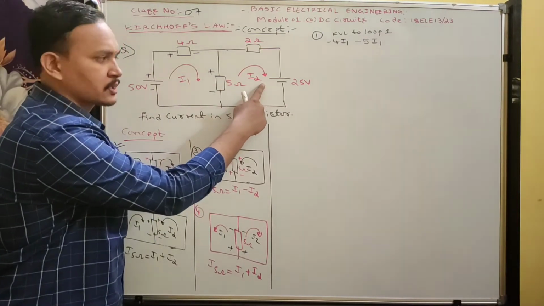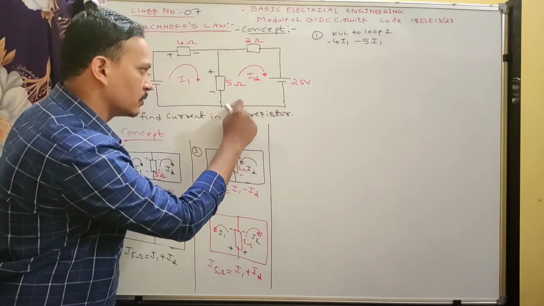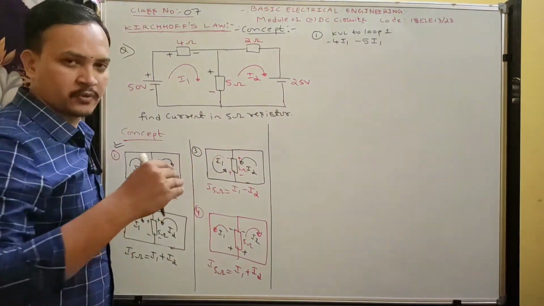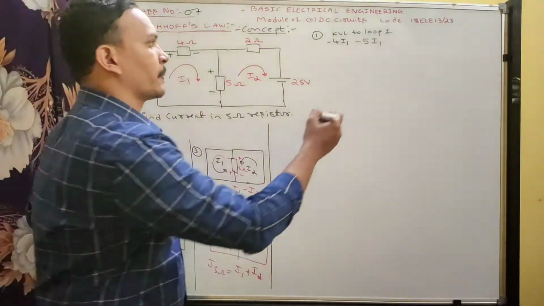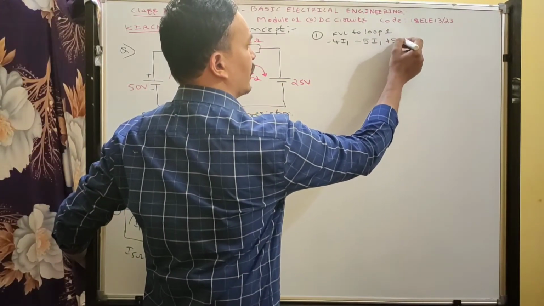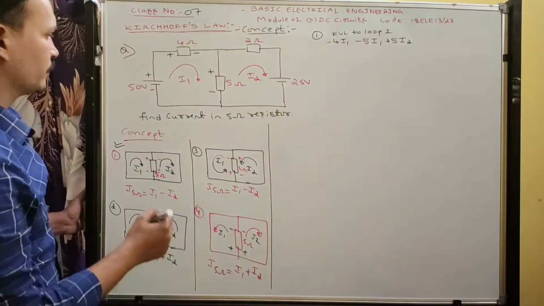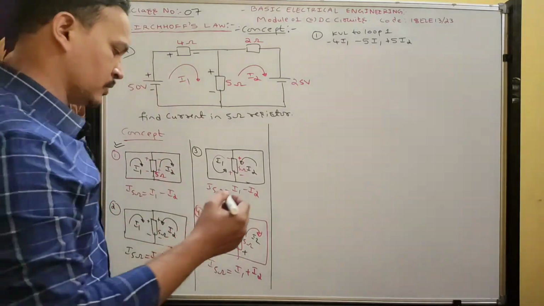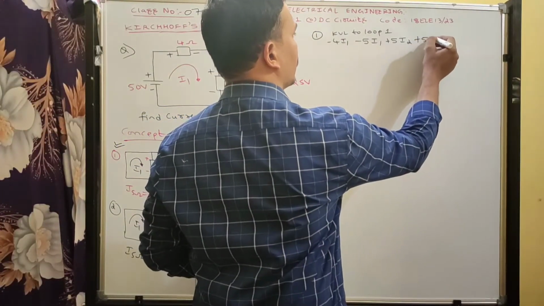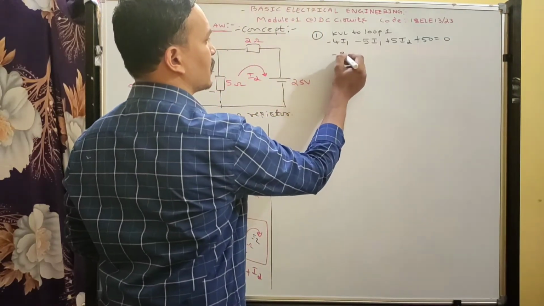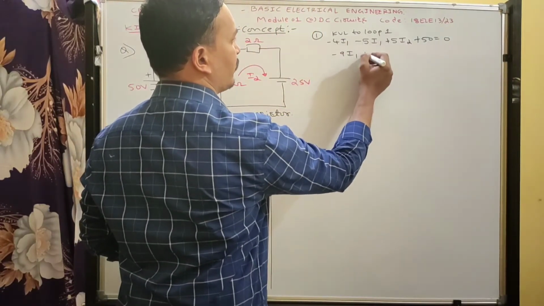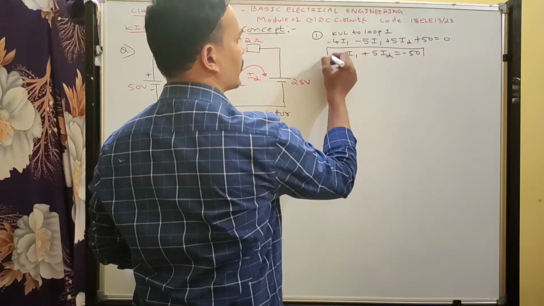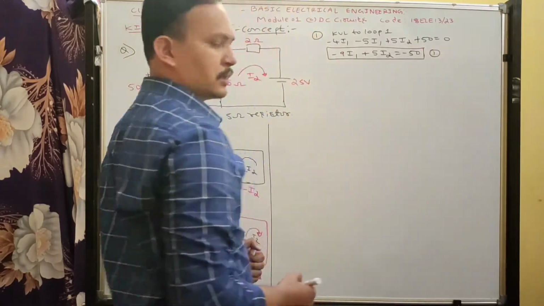Now for this polarity, you check it for I2 direction. See I2 current arrow mark. I2 is flowing from minus to plus. When current flows through a resistor from minus to plus, you should write rise. So that becomes plus 5I2. Then what about this one? I1 current minus to plus, rise. So plus 50 equals 0. Now simplify this. This becomes minus 9I1 plus 5I2 equals minus 50. So it is the first simultaneous equation.